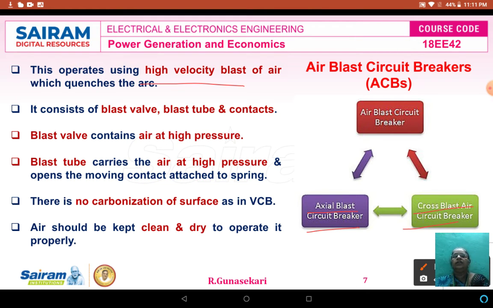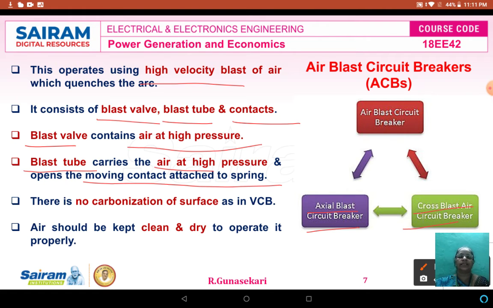blast of air. The air blast circuit breaker consists of a blast valve, blast tube and contact. The blast valve contains the air, it has high pressure. Similarly, the blast tube also carries the high pressure air, but it opens the moving contact attached to the spring only. Here there is no carbonization of the surface compared to the vacuum circuit breaker. And the air circuit breaker is kept clean and dry to operate properly, because air only is used as the arc quenching medium in the circuit breaker.